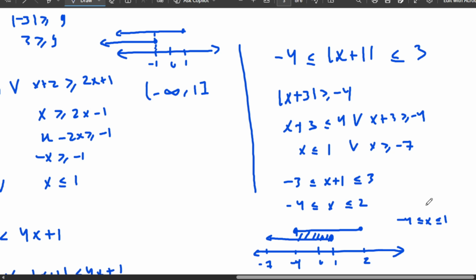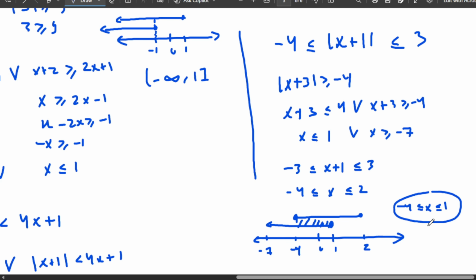How about we go outside the boundary of this one? If you go outside, we have, let's say, negative 5. Negative 5 plus 1 would be negative 4, with absolute value 4, but that is greater than 3. That means it will not satisfy. So it must be in between this. For this to be true, it must be in between negative 4 and 1.